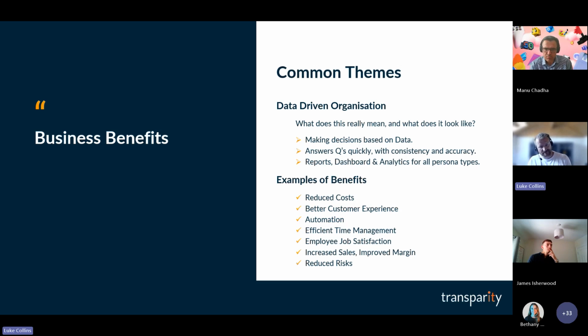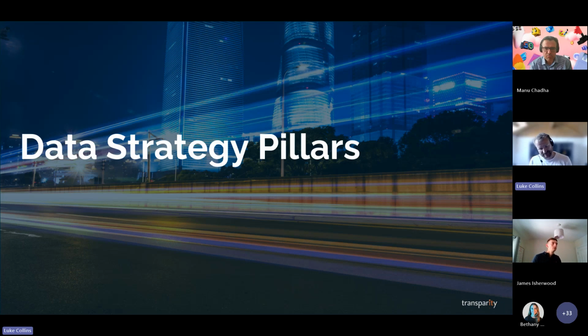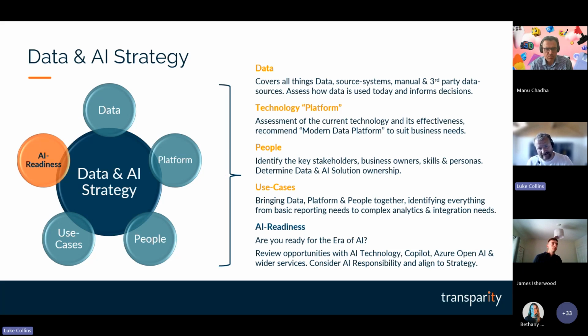So we've touched on what makes a robust strategy and some of the benefits from it. At Transparency, when we engage with customers on helping formulate their data strategy, we use a five core pillar data and AI strategy. To no surprise, data is the first one.